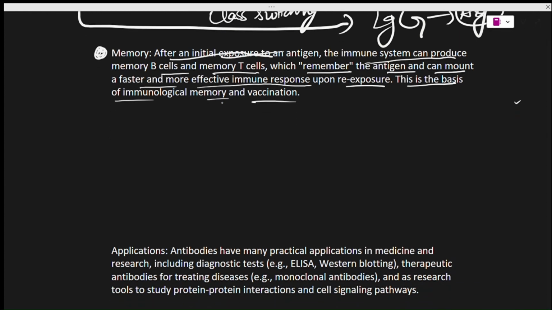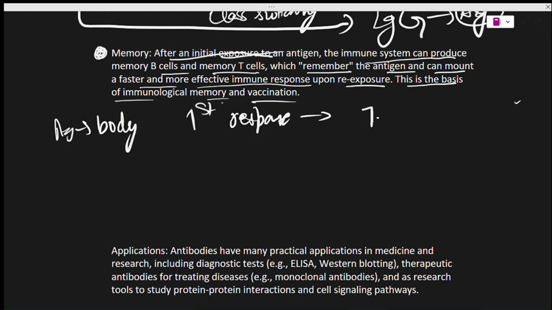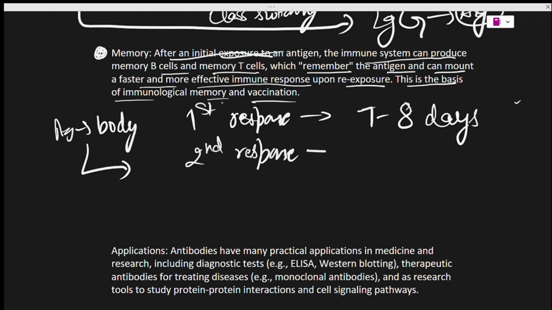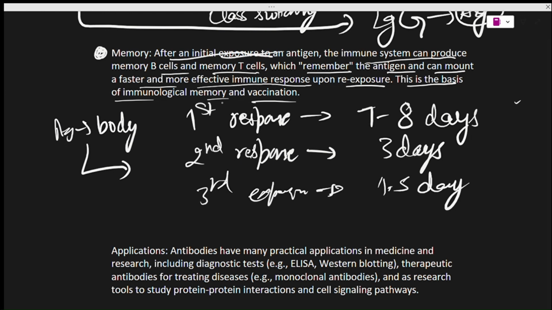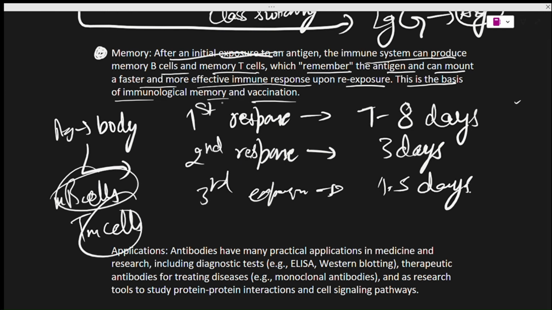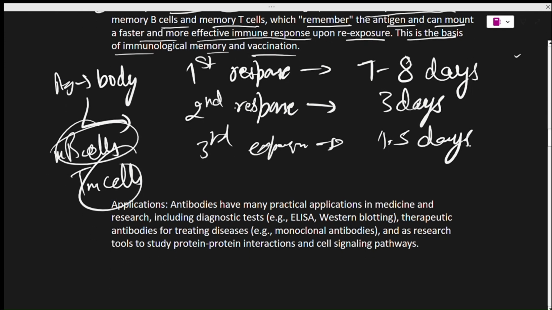Okay, so what happens when antigen enters into our body? So first response of antibodies comes around 7 to 8 days, only after the 7 to 8 days of infection. But when the same antigen enters into our body again, then this response shortens to only 3 days. And when the third exposure comes, then it again shortens, can be 1.5 days. And this happens because of the formation of memory cells, which can be memory B cells or T memory cells, can be any of the cells. Okay, the basis of immunological memory and vaccination.